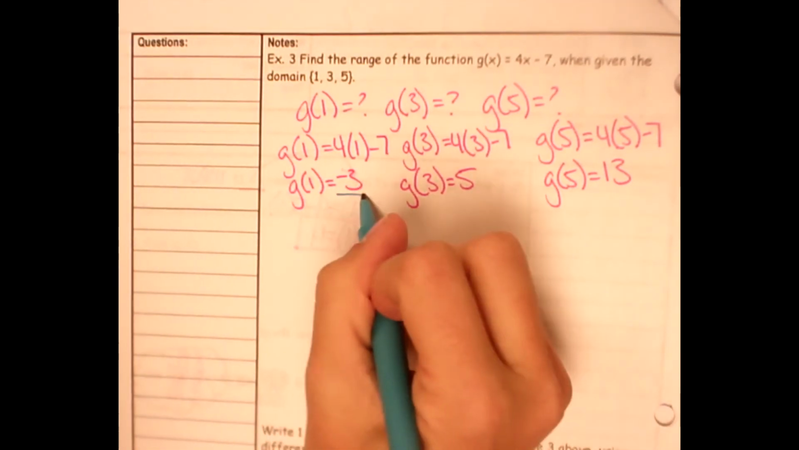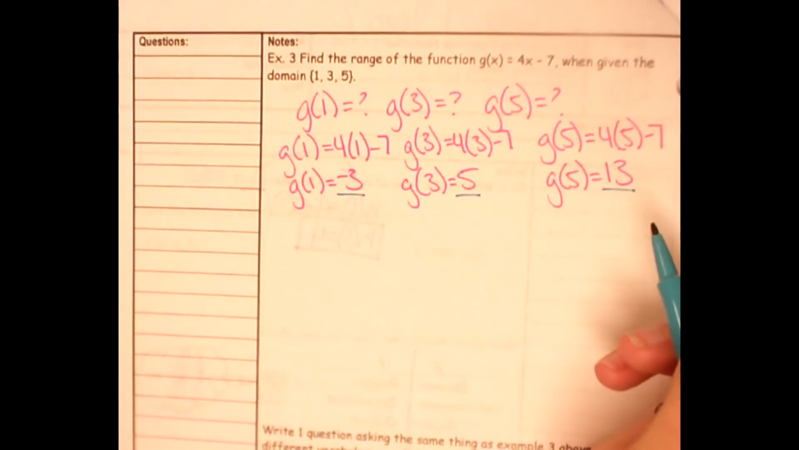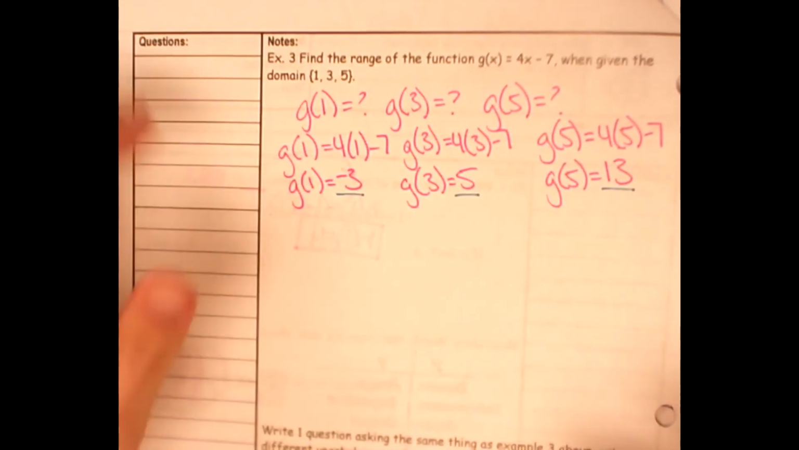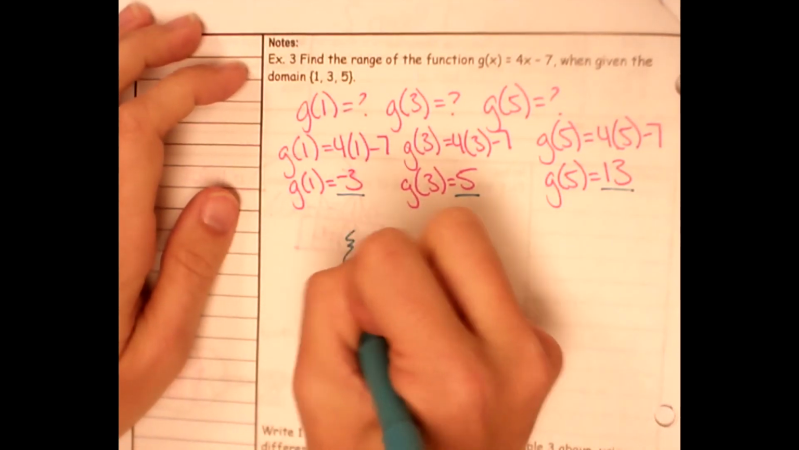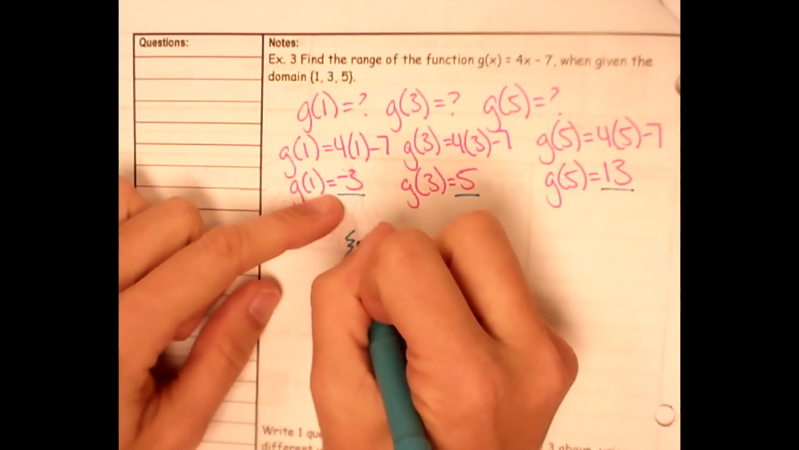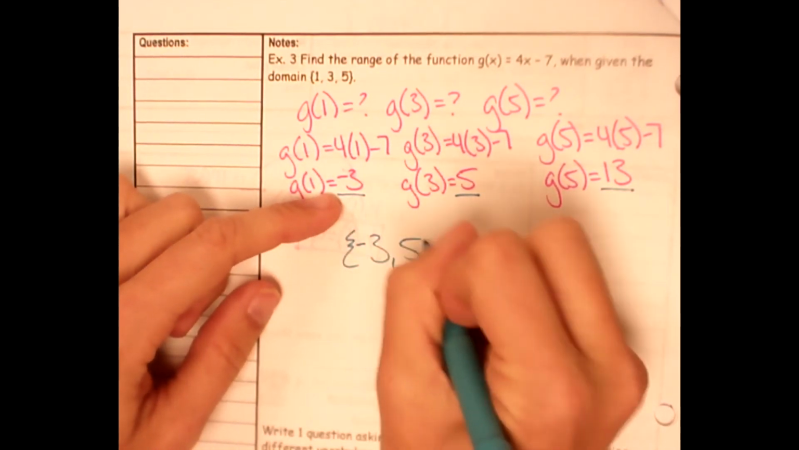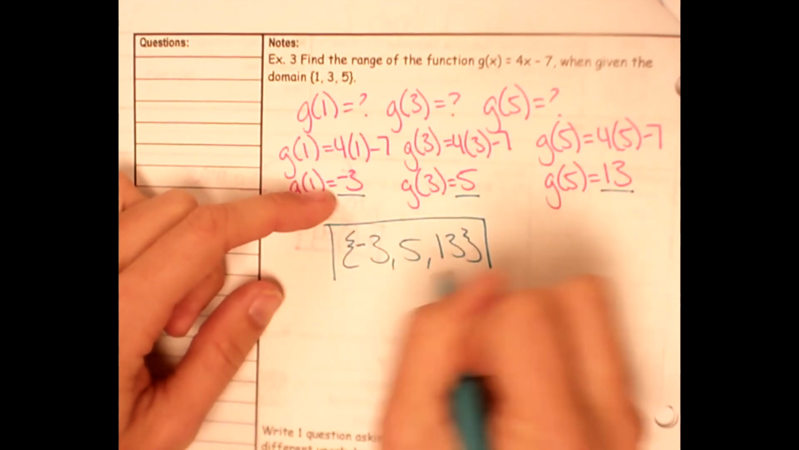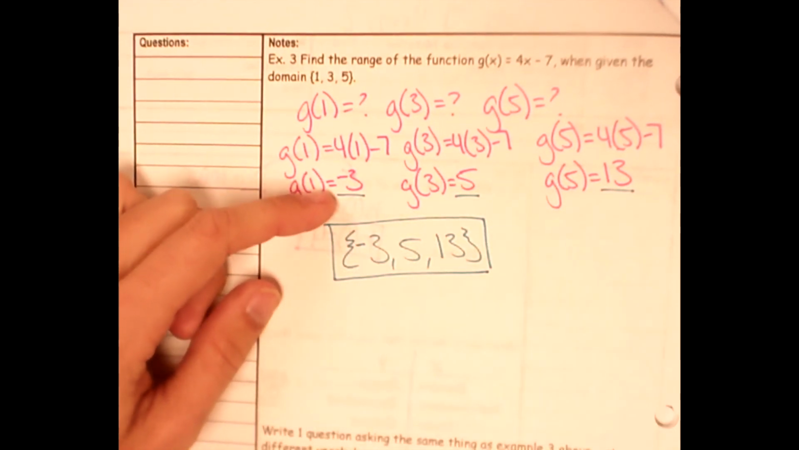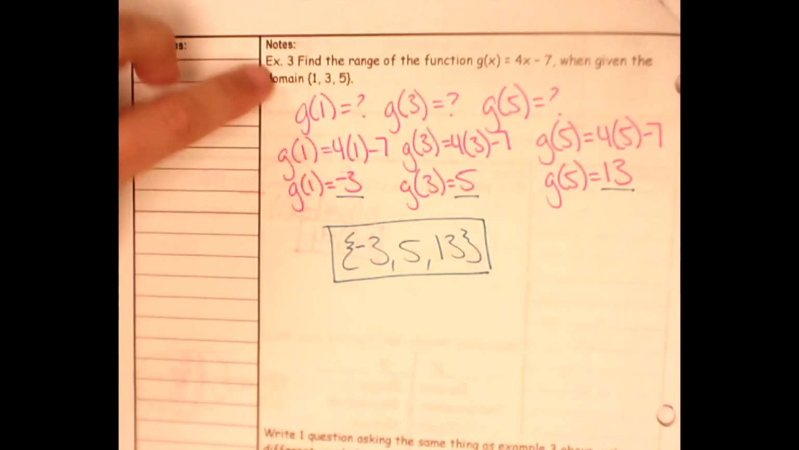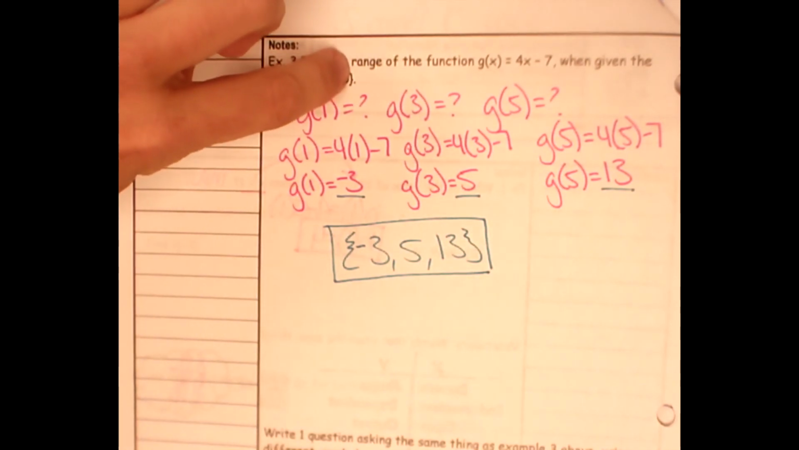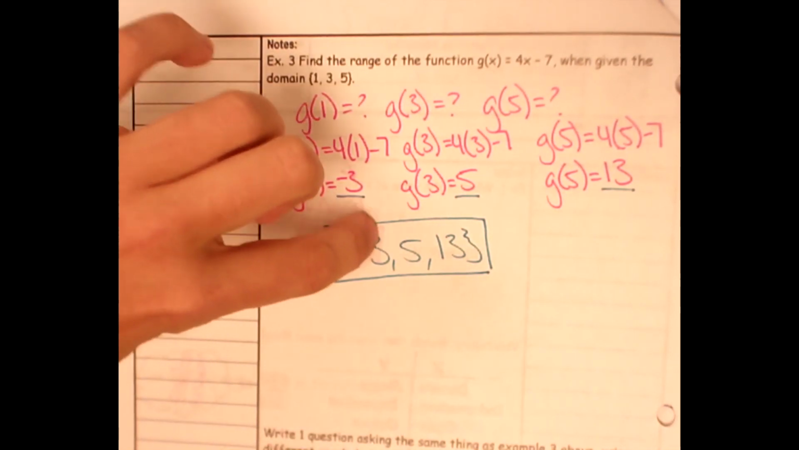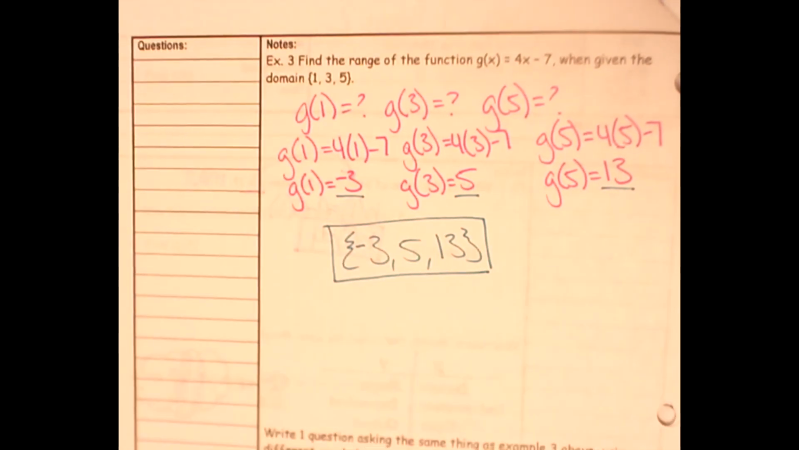So these are my range values. And we learned when we have discrete data from domain and range, we have to write it in brackets. So we would write negative 3, 5, 13. That is my range. When they give you a domain of 3 different values, you have to find the range of 3 different values. And this could go for any number of values.